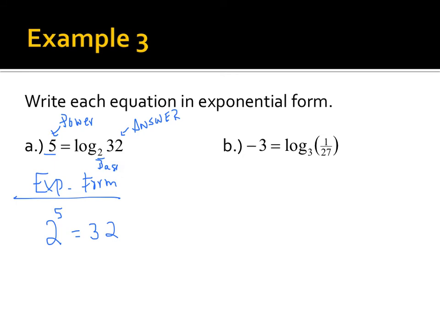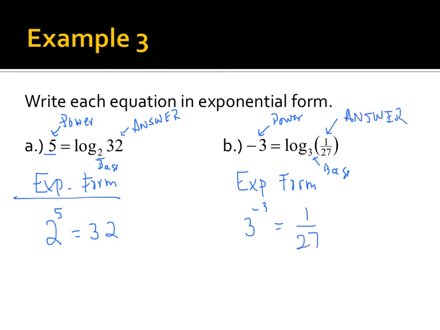Now let's try this other one, exponential form. Again, this 3 is the base, so I'll write it down, 3. This negative 3 is the power, and the answer is 1/27th. So 3 to the negative 3 is 1/27. And yeah, that's definitely true. You can work that out if you don't believe me. You can put it in a calculator.